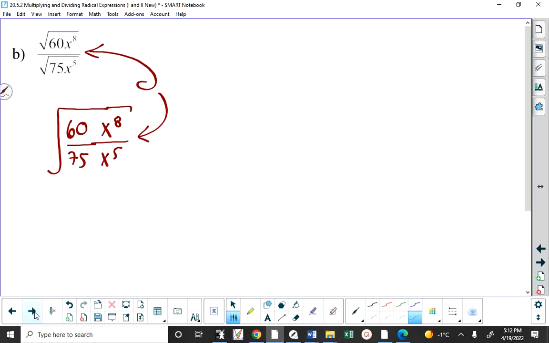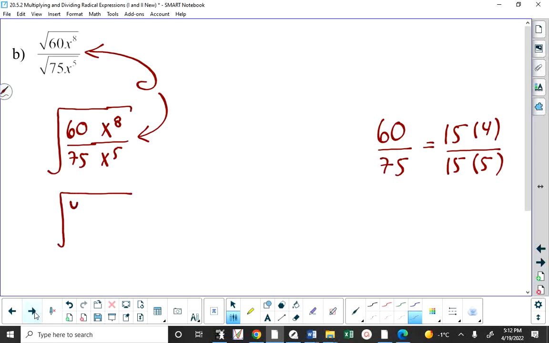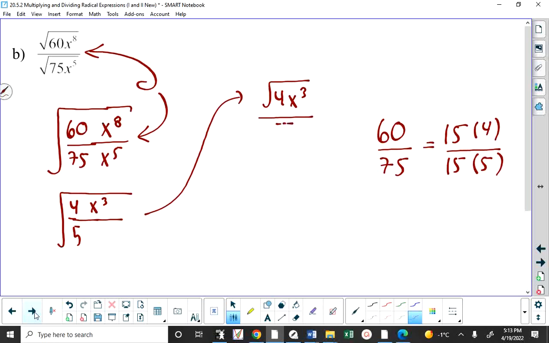The bottom line is you can take that 60 over 75 and reduce it down. 15 times 4 is 60, and 15 times 5 is 75. So that 60 over 75 reduces to 4/5. So I can write root 4 on the top, and on the bottom I will have a root 5. X to the 8 divided by x to the 5 is x cubed, so this is where we're at. Now what we can do is rewrite this as root 4 x cubed over root 5.